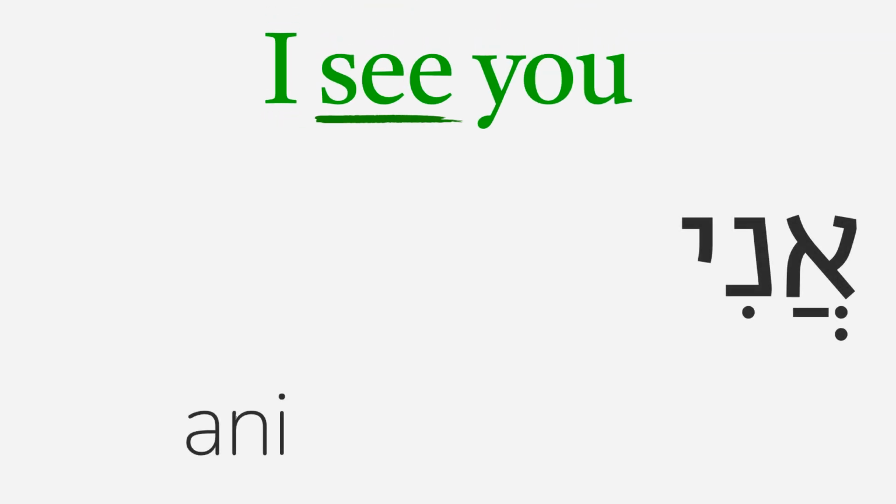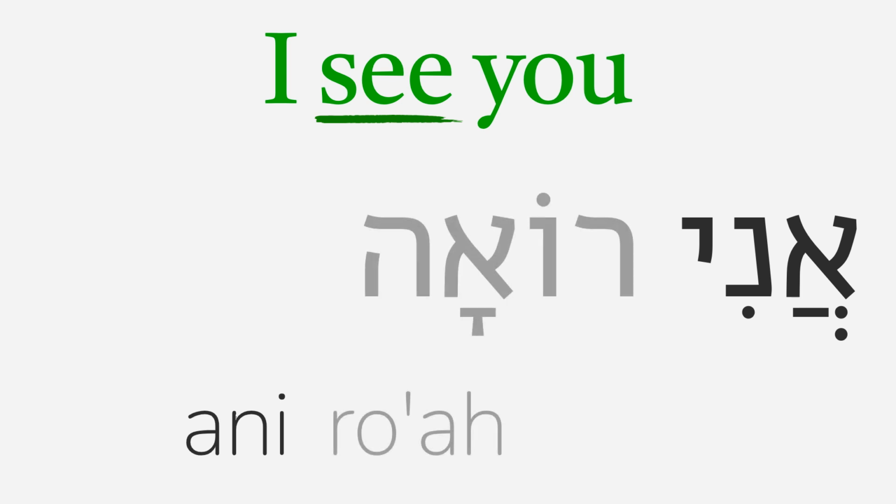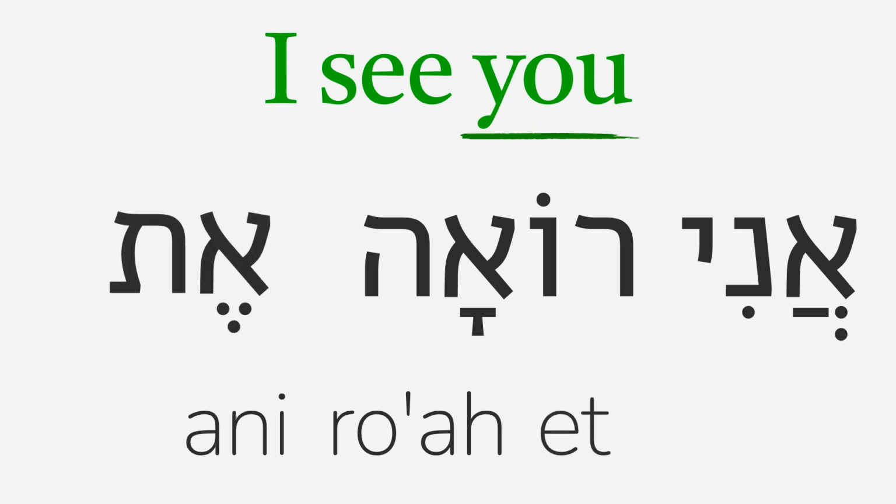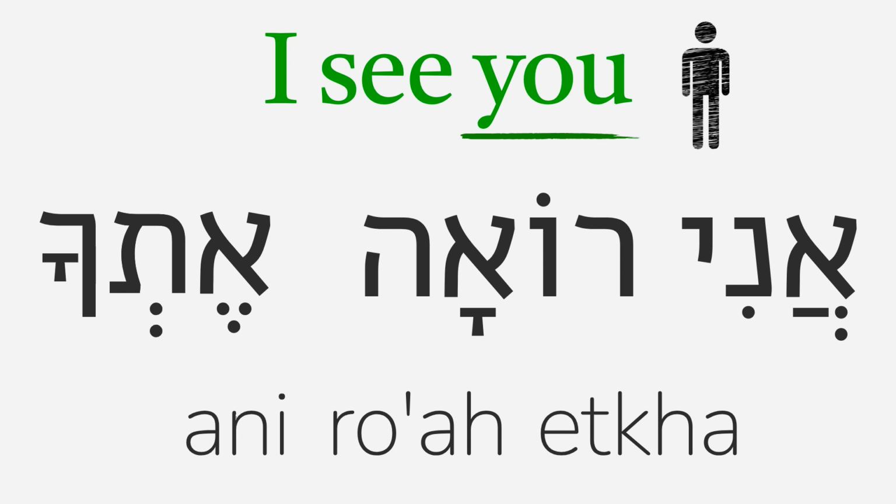Let's say I see you. I is ani, and we can translate see as the feminine singular ro'ah. And since you is the definite direct object of the verb see, in Hebrew this will be the preposition et with a suffix on the end. The masculine singular suffix is cha. When we add cha onto et, though, the vowel of et changes into an o. So you, as the definite direct object of a verb, is otcha.